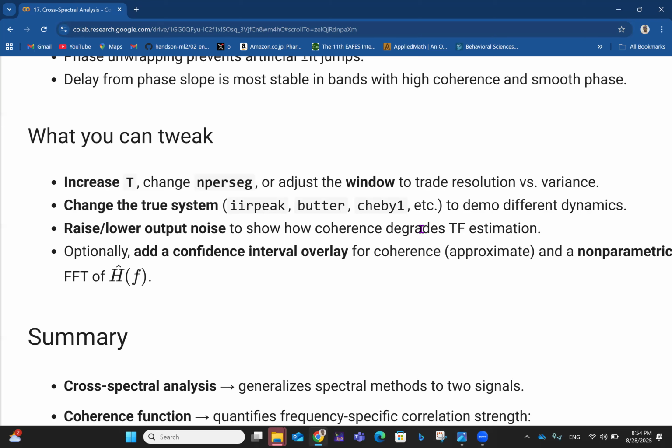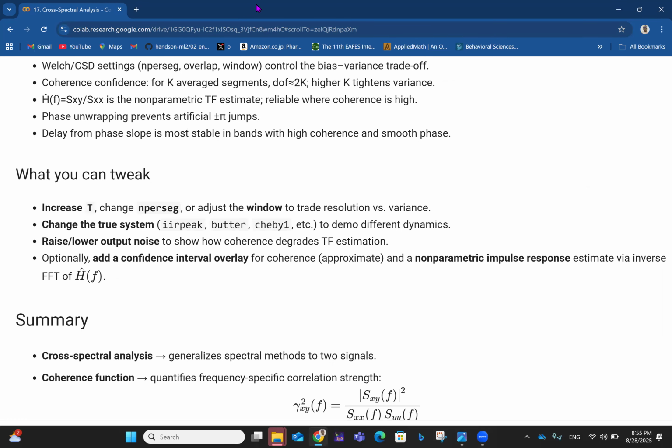So what can we tweak from all the code you have seen? You can increase T, the period, and change the number per segment to adjust the window to trade resolution versus variance. You can change the true system with IIR, Butterworth, Chebyshev 1, etc. to demonstrate different dynamics. You can raise or lower output noise to show how coherence degrades TF estimation. Optionally, you can add a confidence interval overlay for coherence, which is approximate, and a non-parametric impulse response, which estimates via inverse FFT of H-hat of F.